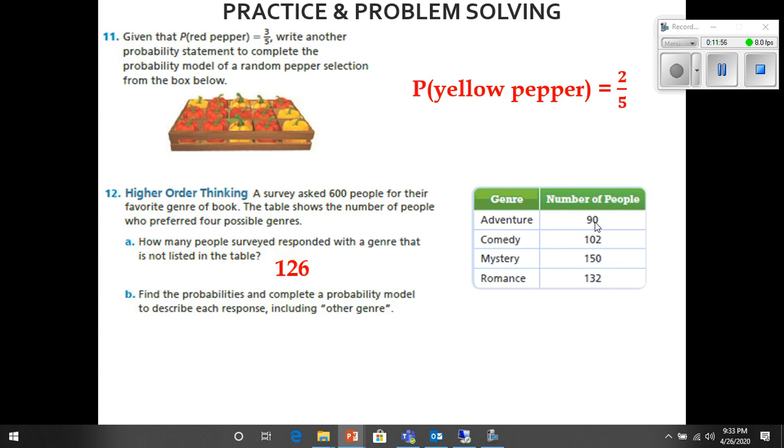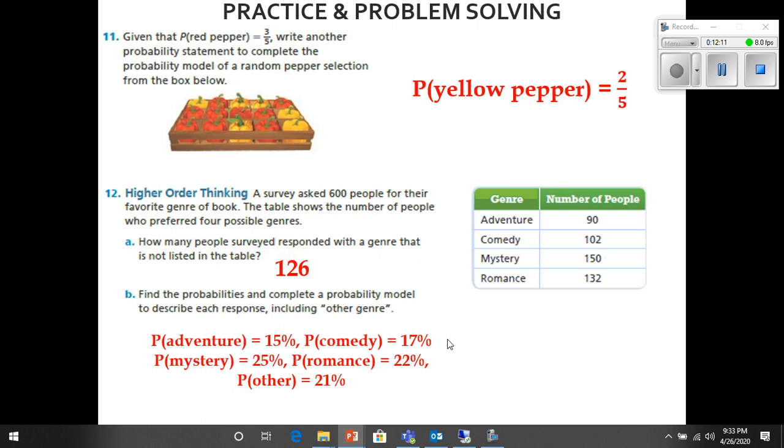Well, this would be 90 out of 600. This would be 102 out of 600. This would be 150 out of 600. And this would be 132 out of 600. And let's not forget, others would be 126 out of 600.